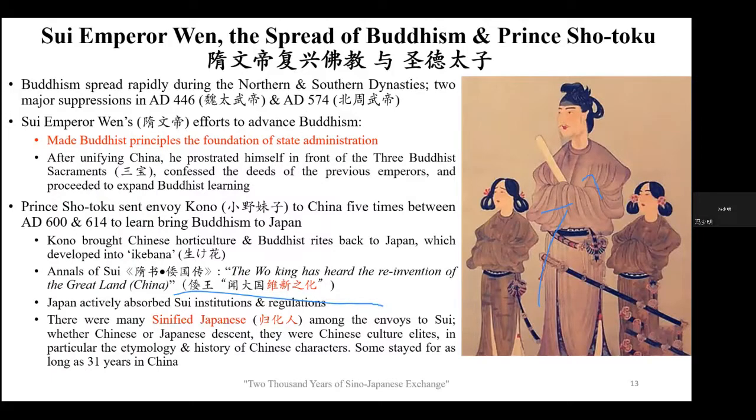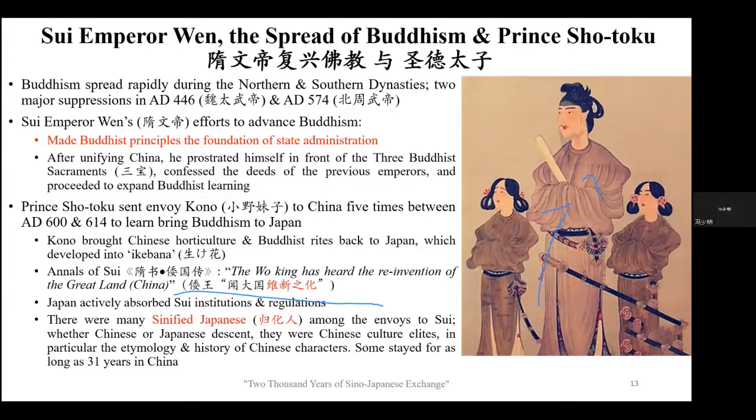So, in Japan, Prince Shotoku sent the envoy again to China 5 times between 600 and 614 to try to learn, to bring Buddhism to Japan. And it is this period that Chinese horticulture and Buddhist rites were brought into Japan, and which developed into what we now know as Ikebana.